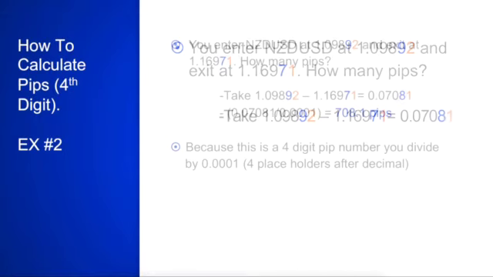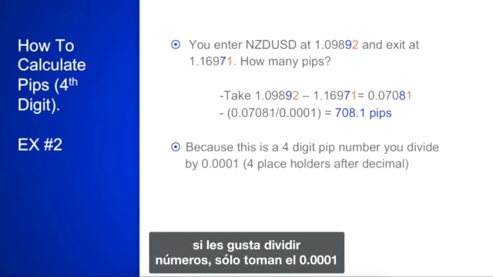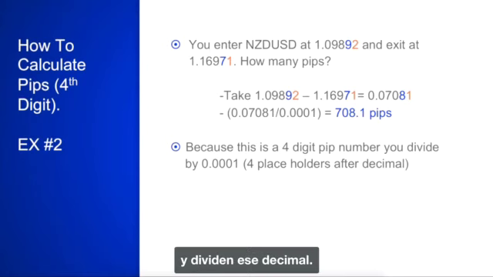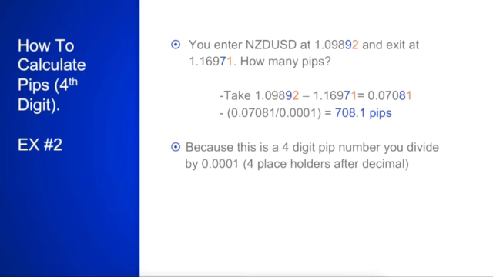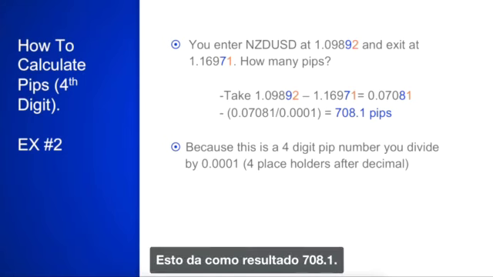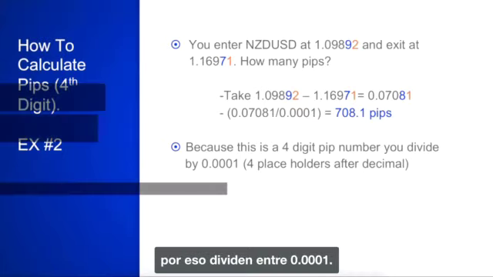Ignore it. Now remember, one way you can solve this, if you like to divide numbers, is to take 0.0001 and divide that decimal. So if you have 0.07081 in your calculator, you can hit the divide button and divide by 0.0001. You should get 708.1, so 708 pips. Remember, it's because it is the 4th digit. I'm going to sound like a broken record: 4th digit after the decimal. That's why you divide by 0.0001.